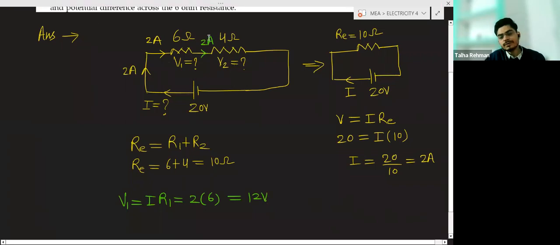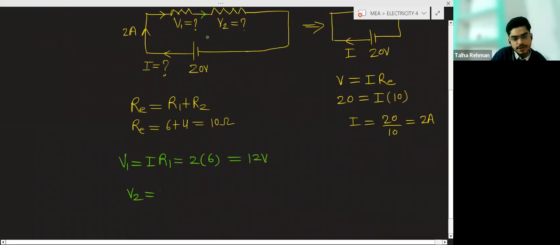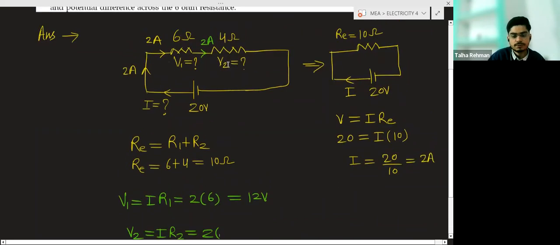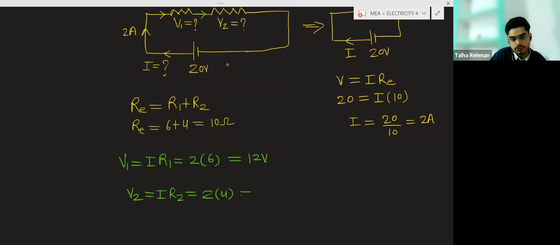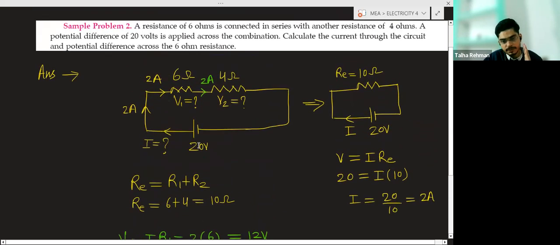Okay. V2 you can find either in this way. V2 you can write I into R2. Current is 2 and R2 is 4. So it will be 8 volt. So now you can add 12 plus 8. It is becoming 20.